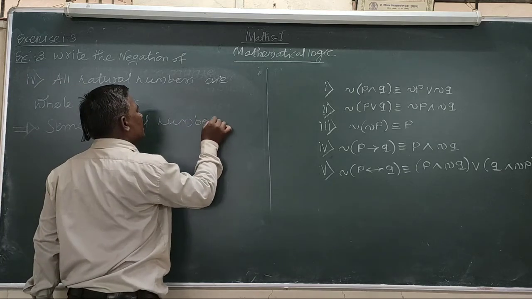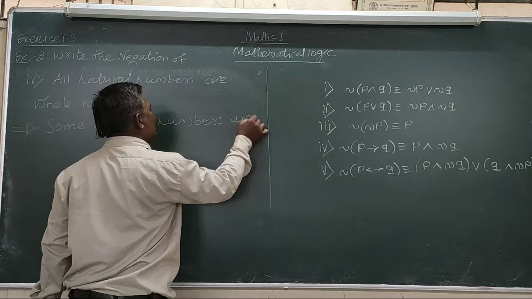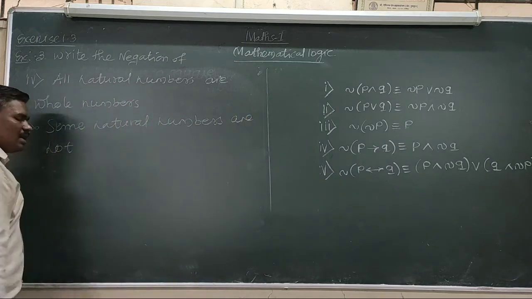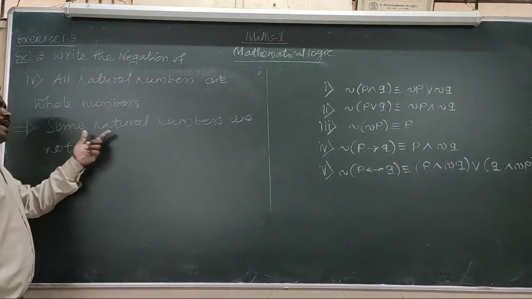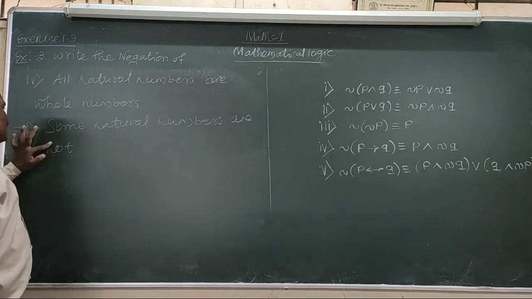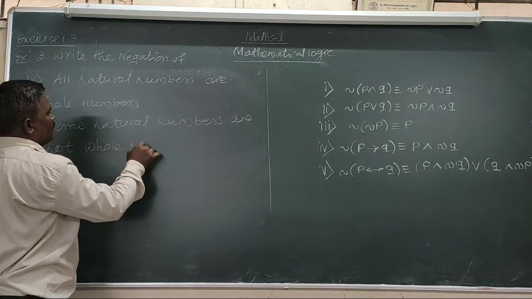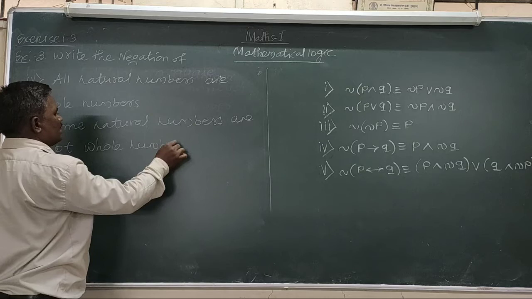Some natural numbers are, write also here, negation with the not. Some natural numbers are not whole numbers. That is the negation.